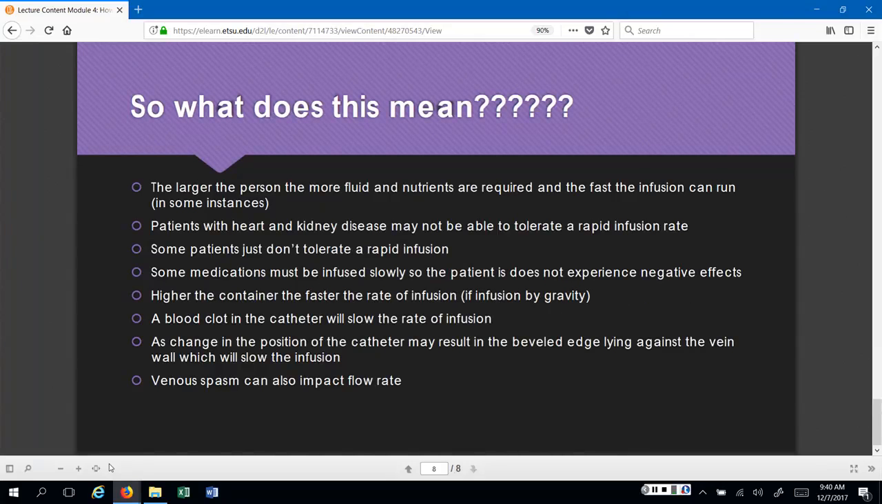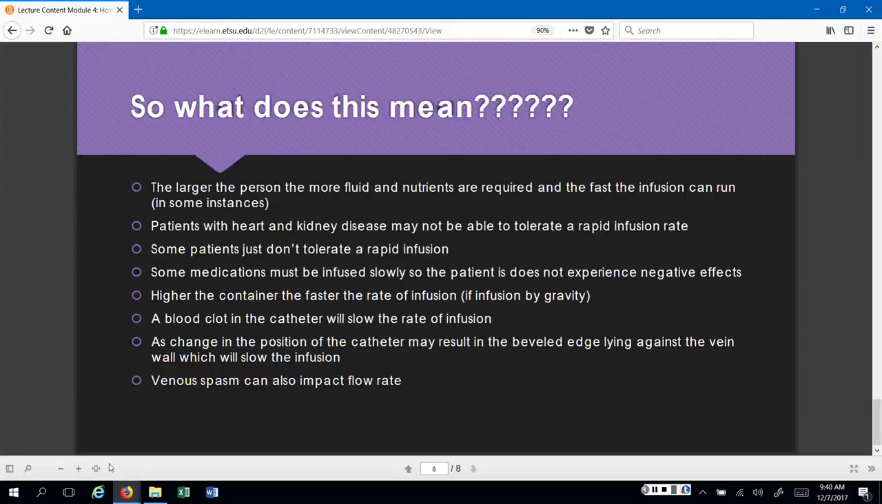So what does this mean? The larger the person, the more fluid and nutrients are required, and the faster the infusion can be run. If you have a very small-boned, very feeble person, you're not going to be able to run an infusion very rapidly because they're not going to tolerate it well. A patient's heart and kidney issues can also impact the rate at which a solution is infused. Patients who have heart disease or kidney disease may not be able to tolerate a fast infusion rate because it stresses the heart and the kidneys, which can send them into fluid overload, congestive heart failure, and cause some pretty serious problems.